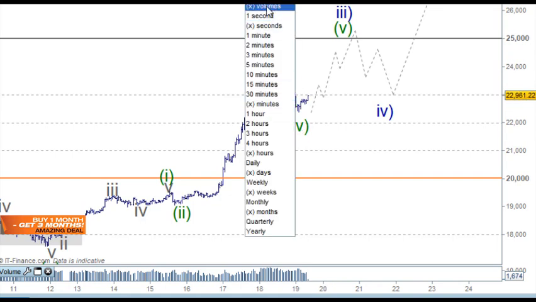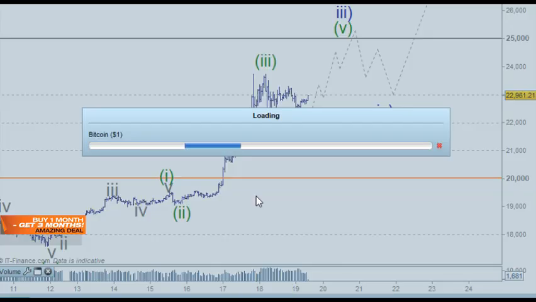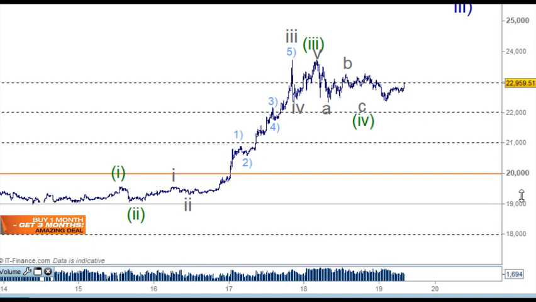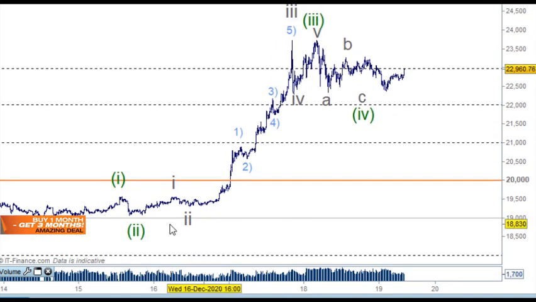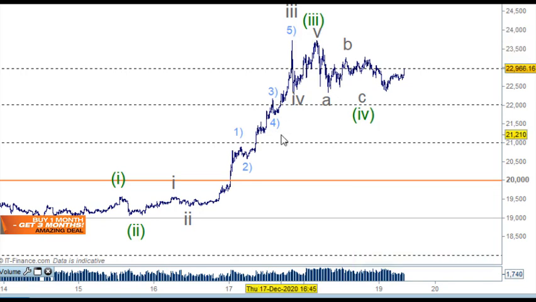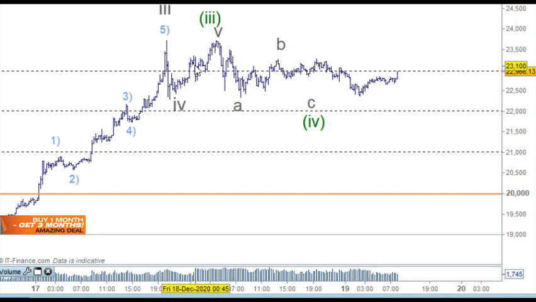I'll just check what I've got on the 15-minute chart here. Okay, so just for the diehards, I've got wave 1 and 2 here, then 1 and 2 here, and then 1 and 2 here, and then 1, 2, 3, 4, 5 for the third wave, fourth wave, and the fifth wave. So even though that spiked higher, I'm still calling that the fifth wave here. Now, there's 5 waves within this structure.